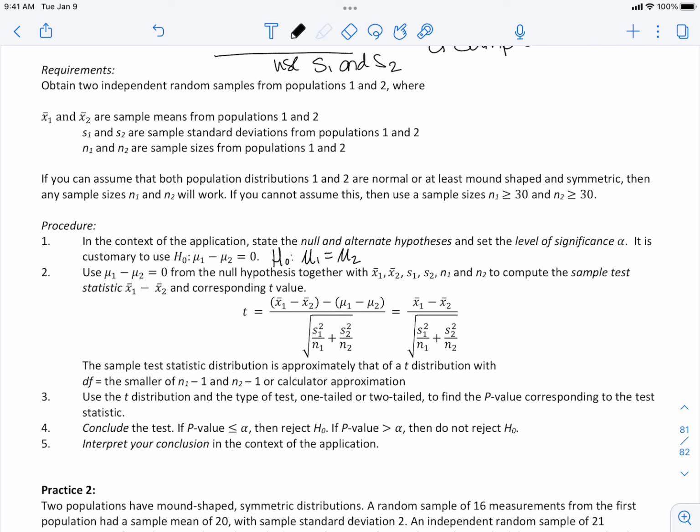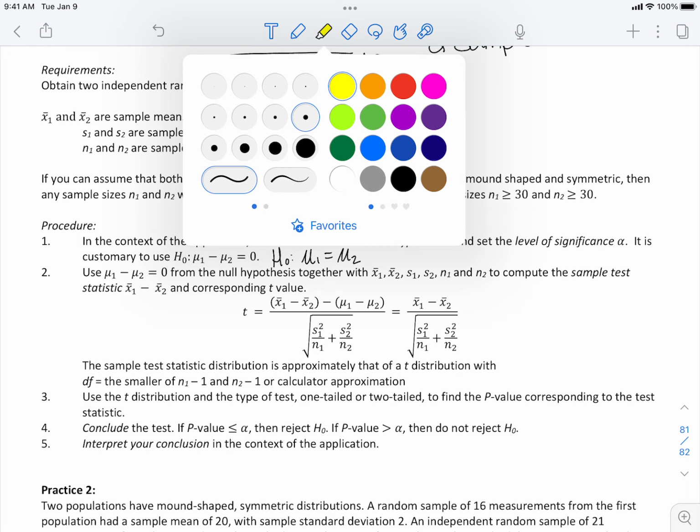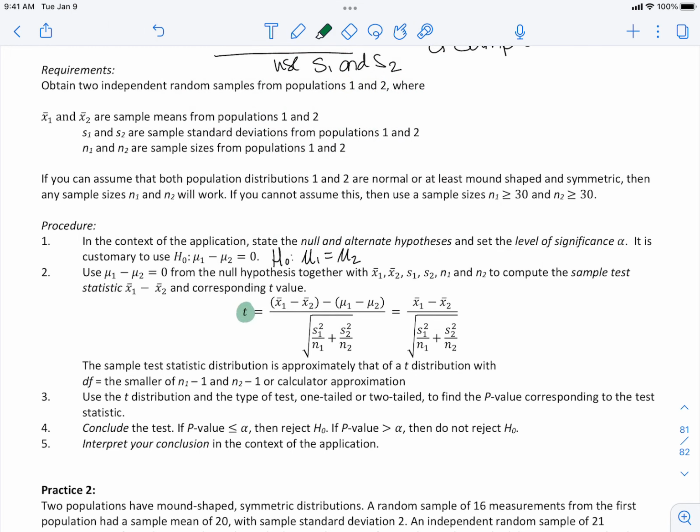Our formula for the t-test statistic looks just about exactly the same as the z. Again, the only difference is now we're using the sample standard deviations, S1 and S2. Again, let's put that numerator in parentheses. If you are doing this by hand, the degrees of freedom that you'll use is the smaller of N1 minus 1 and N2 minus 1.